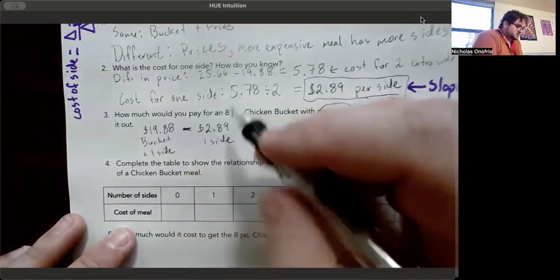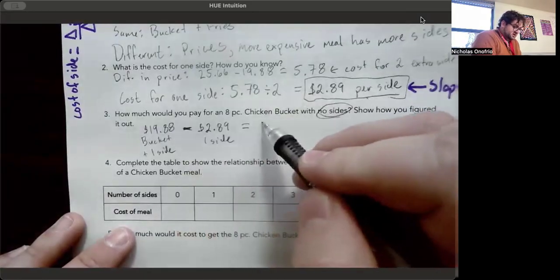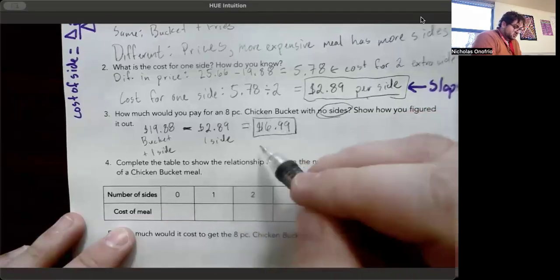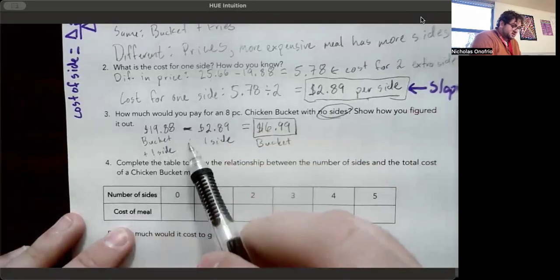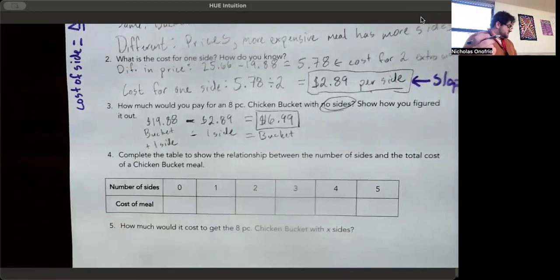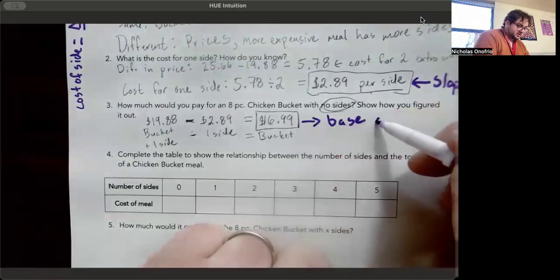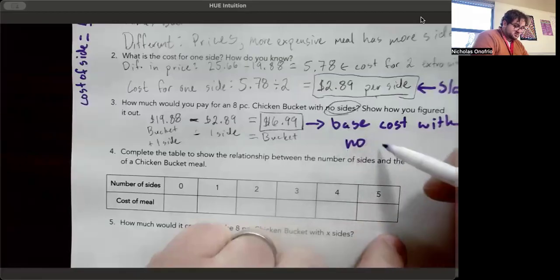So to figure out the cost of just the bucket, all we have to do is take away that one side. So we'll do $19.88 minus $2.89. We do that subtraction, and we'll get $16.99, which is the price of just the bucket. All we really did here: bucket plus side minus side equals bucket. All right. This is our base cost with no sides.